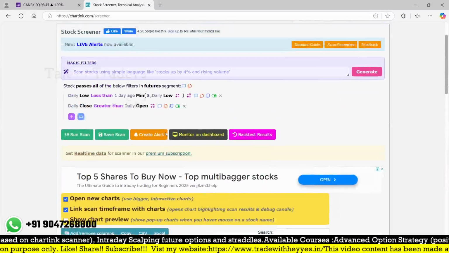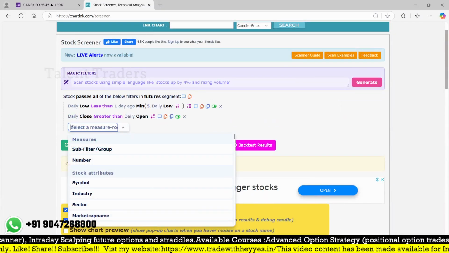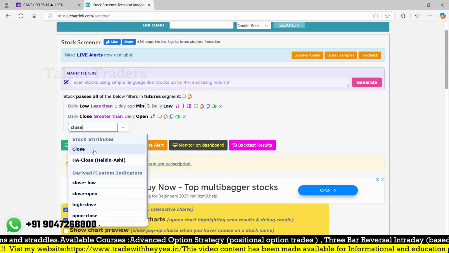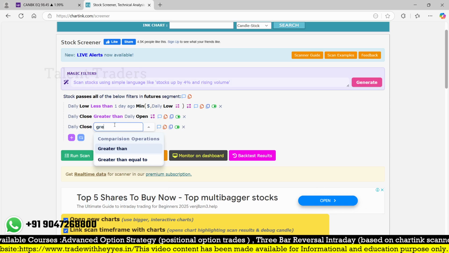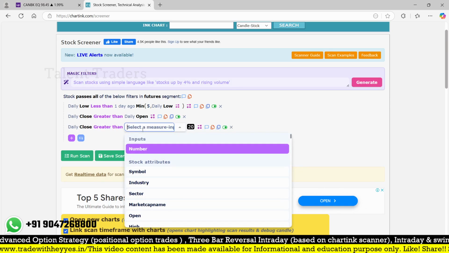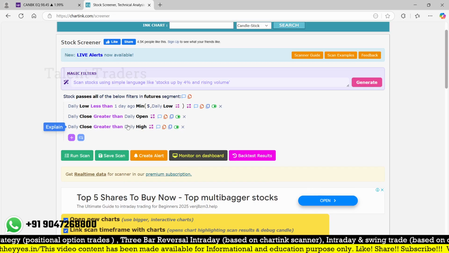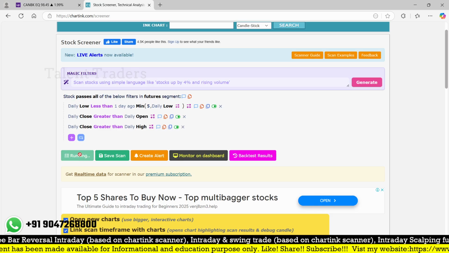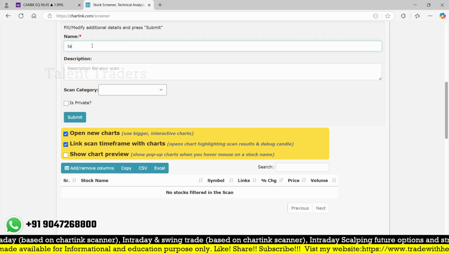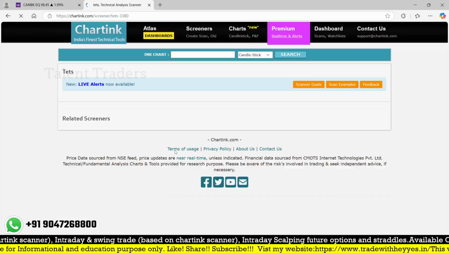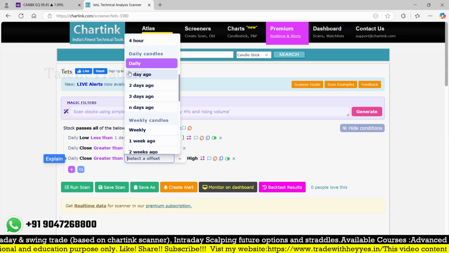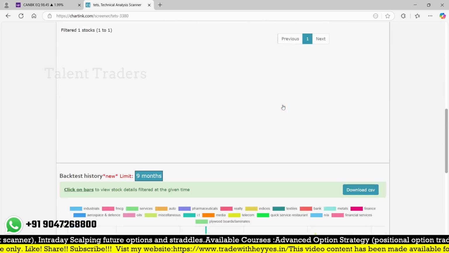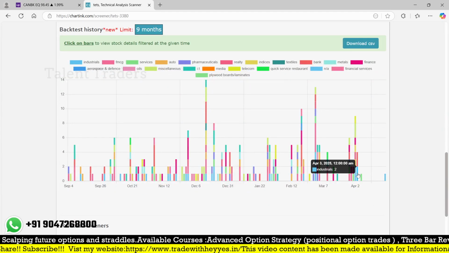So many stocks are not possible to trade. So one more condition we can add: maybe today's close must be greater than the previous day high. Yeah, 1 day ago. So among 25, 26, we have a very small number of stocks.